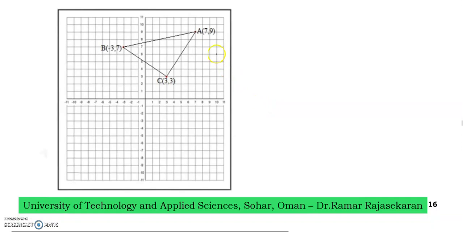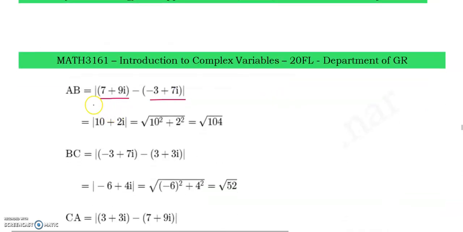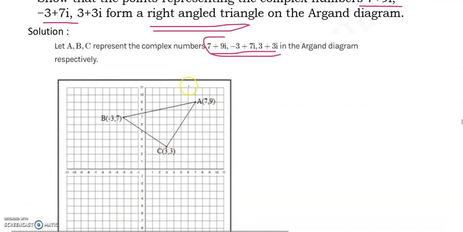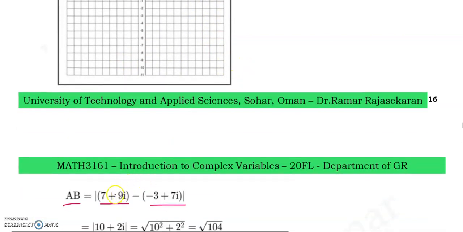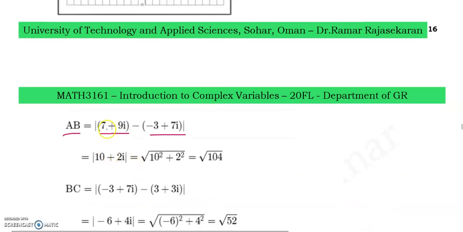First we plot these 3 points in the graph, which is A, B, C. Next we are going to find the distance between the points AB and then BC and then CA. Now you see here AB. AB is nothing but first point minus second point because we need distance. So now we write first point minus the second point. Next, you group the real part and imaginary part separately. So now this is 10 plus 2i.